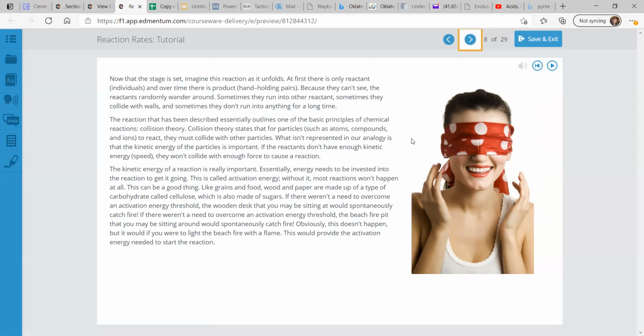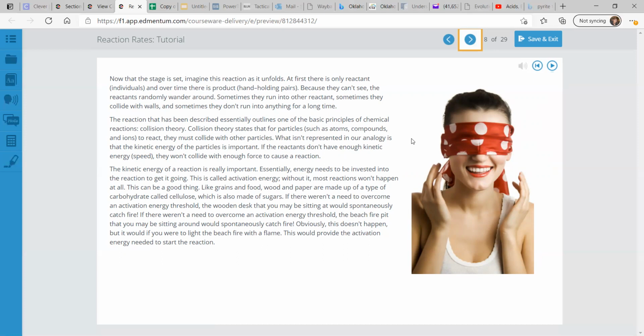Essentially, energy needs to be invested into the reaction to get it going. This is called activation energy. Without it, most reactions won't happen at all. This can be a good thing, like grains in food, wood and paper. They are made up of a type of carb called cellulose, which is also made of sugars.